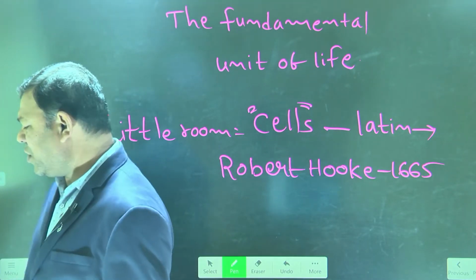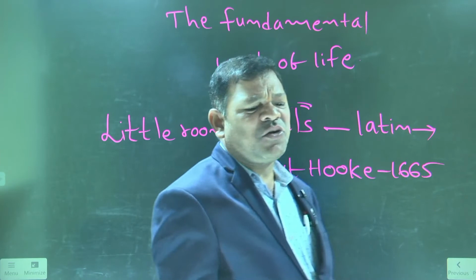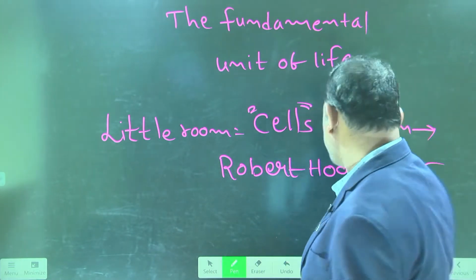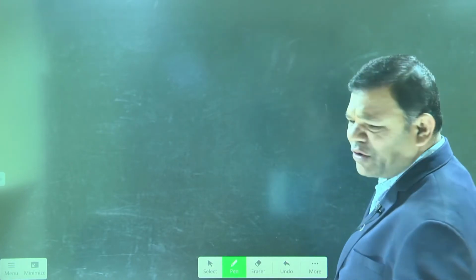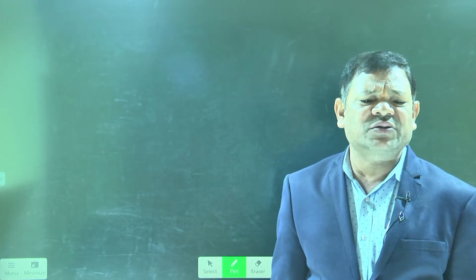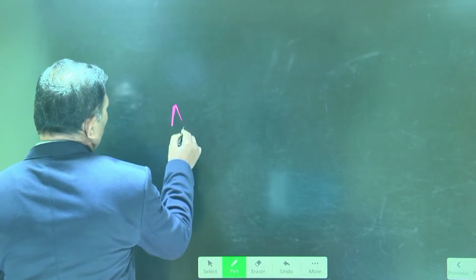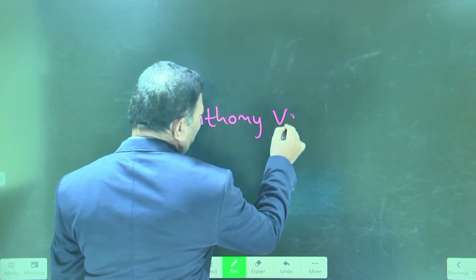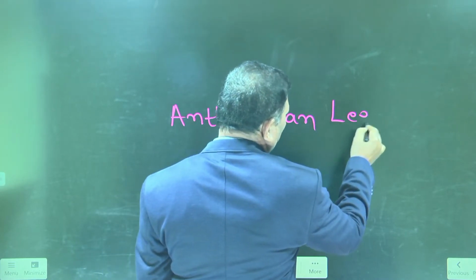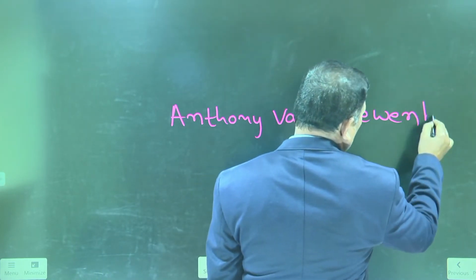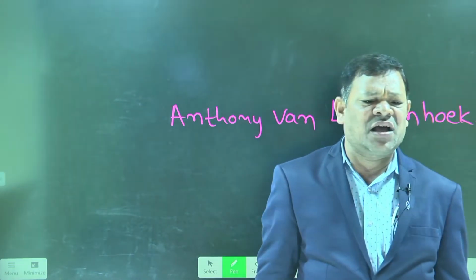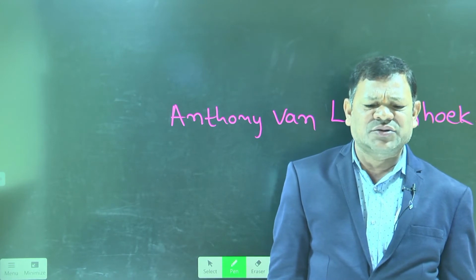Very good. Next, the primitive microscope was discovered by whom? Anthony Van Leeuwenhoek. Anthony Van Leeuwenhoek discovered the primitive microscope.